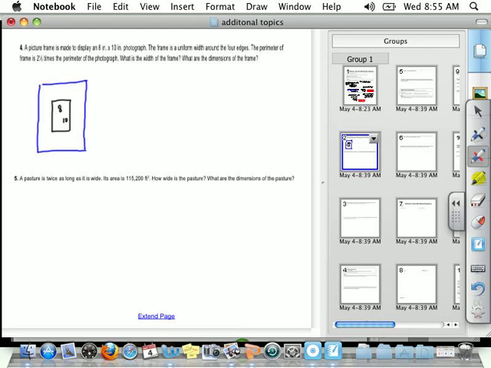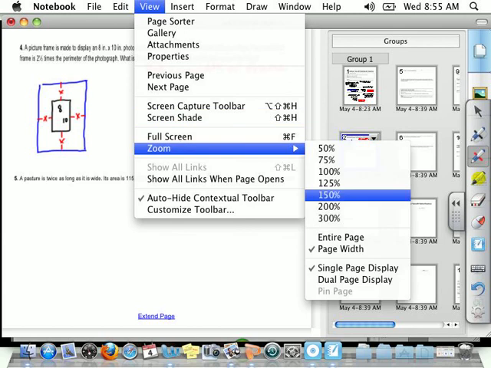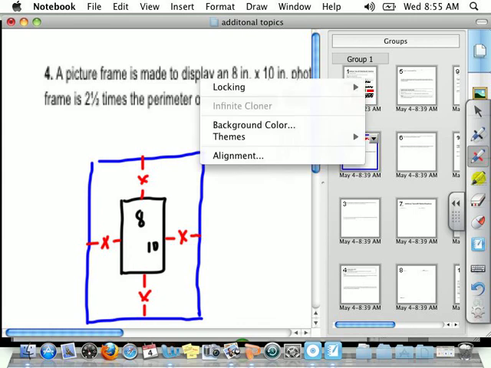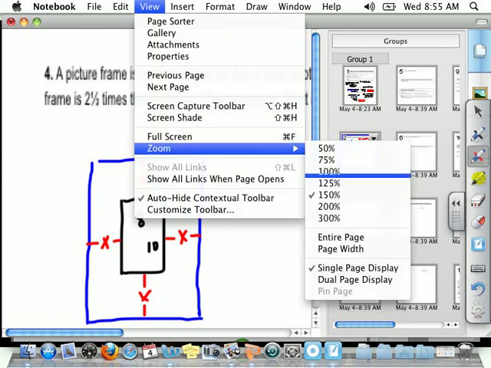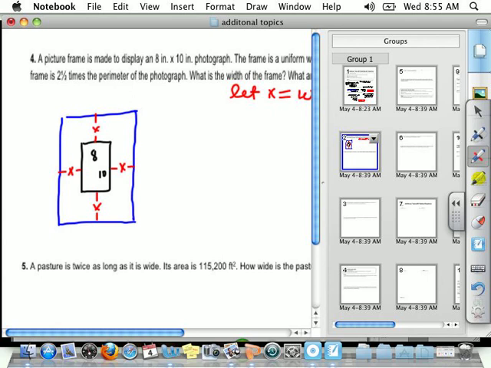Okay, so that's going to be our x. So we're going to let x equal the width of the frame. So that's here, here, here, and here. So it's all the edges around. All right, so we need to come up with the outside dimensions.